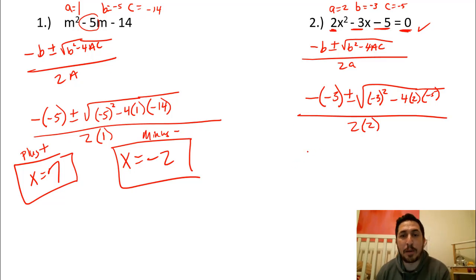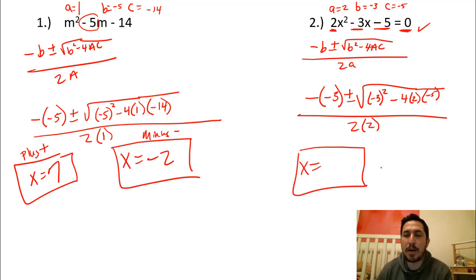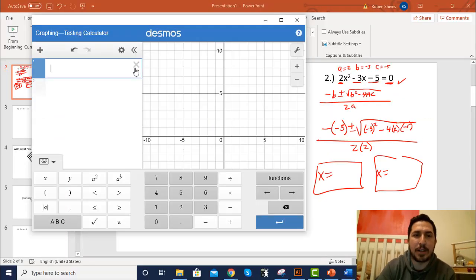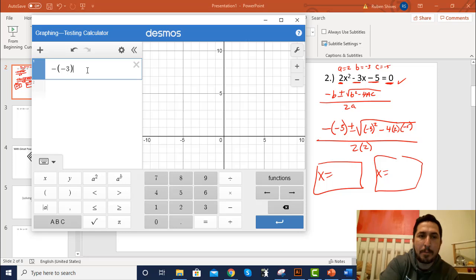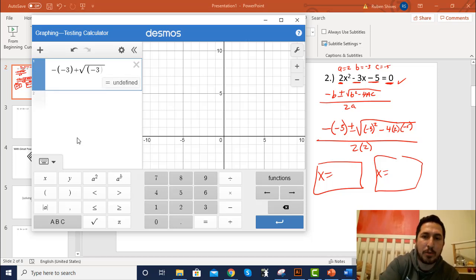All right, now all we got to do is go type it in. I'm going to have an answer for the plus sign, and I'll have an answer for the minus sign. So I'm going to go x equals, get ready to get my answer. Then I'm going to go x equals, and get ready to get my answer. Be right back. Pull up our Desmos calculator, erase that old one. Let's type in the new one. Negative, parentheses, -3, parentheses. I'm going to do it for the plus sign first, because you can't type in a plus and minus. It'd mess it up. So plus, pull out that radical right there. Negative, parentheses, -3.